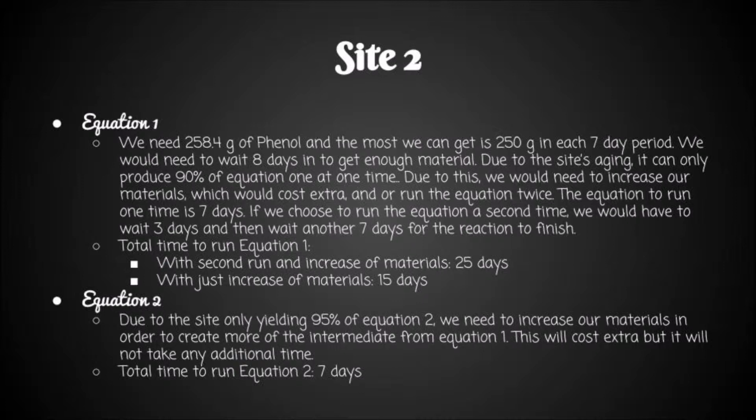For Equation 2, because the site only yields 95% of Equation 2, we need to increase our materials in order to create more of the intermediate from Equation 1. This will cost extra, but it will not take any additional time. Total time to run Equation 2 is 7 days.